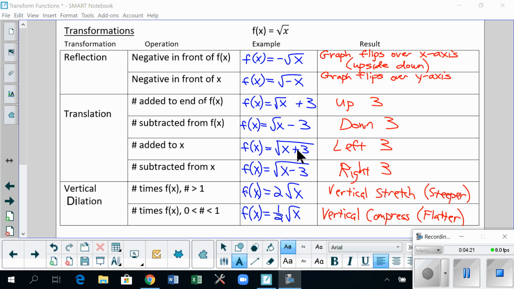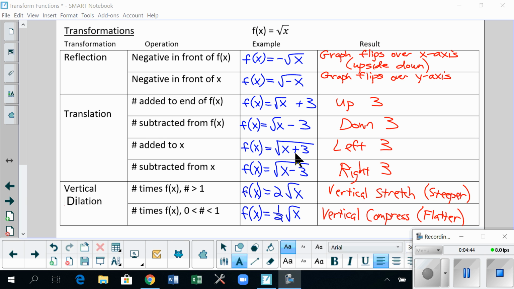Now, if you were to add or subtract a number inside of the square root or inside of whatever grouping symbol that you have, this would move the function to the left or to the right. Now, moving the function to the left or the right is a little backwards of what you would think. If you put a +3 next to the x inside of the grouping symbol, that actually moves it to the left.